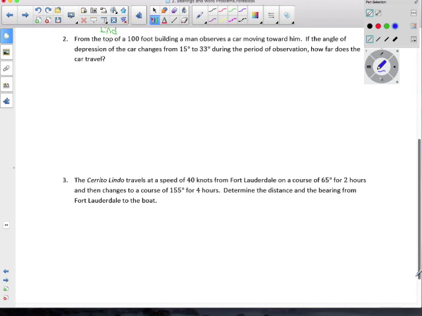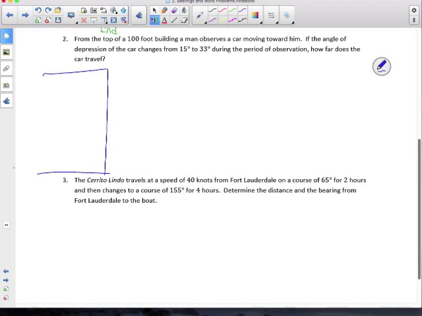It's slightly different from the ones that we worked with yesterday or the day before, or whenever you're watching this, who knows. So here we have, from the top of a 100-foot building, a man observes a car moving towards him. So we'll draw our fun little building again. Okay, there's a car coming. Here's a nice door and some windows, you know, the usual.